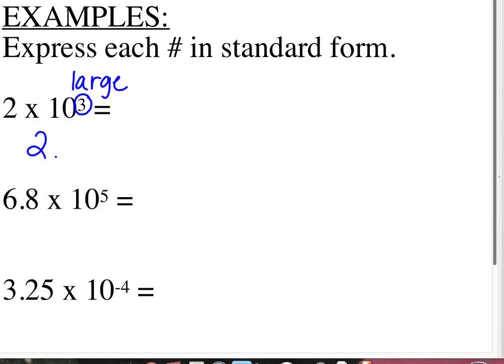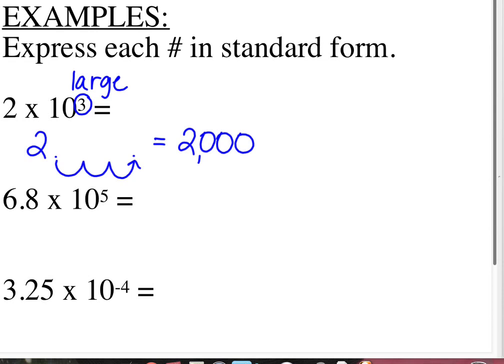3 jumps. Ready? Here it goes. 1, 2, 3. Bang. That's where it lands. What do you fill in those gaps? Zeros. I know what you're going to tell me. I know what you're thinking. You're thinking, Ms. Klessner, that's 3 zeros, and the exponent was 3. And you just told me the exponent does not tell you how many zeros to add.